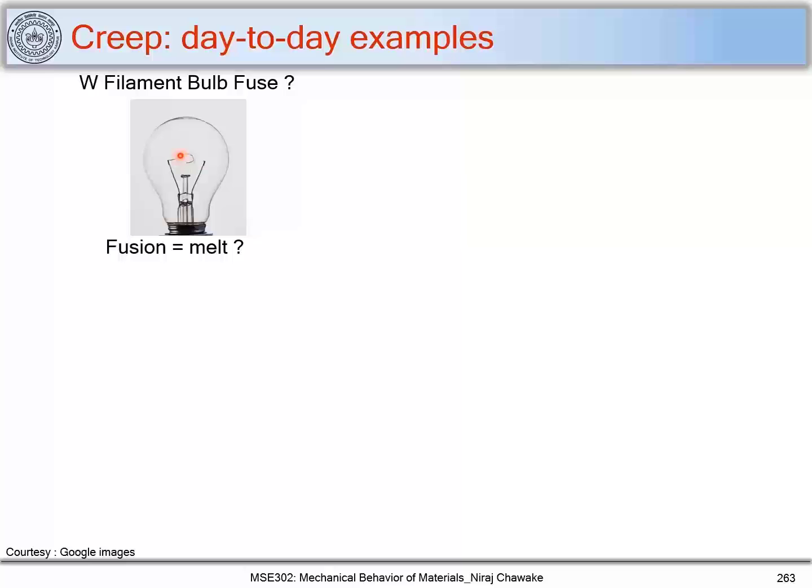After certain usage, this filament used to break. So what's happening when you put this tungsten filament for a sufficiently long time? Is there a fusion or a melting? Let's look at why the tungsten filament bulb used to fuse.